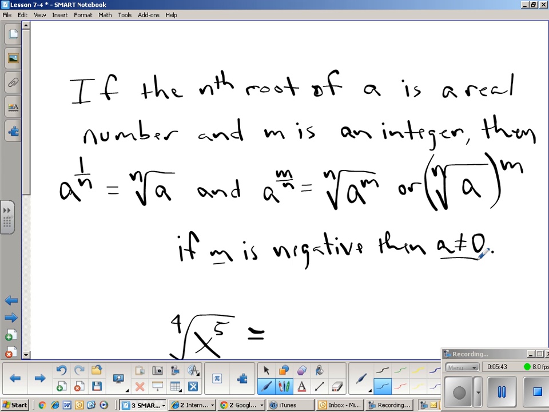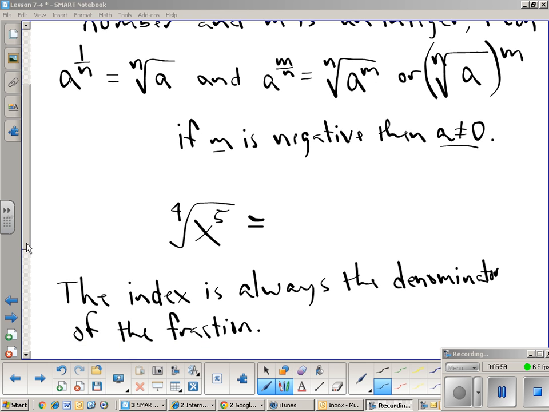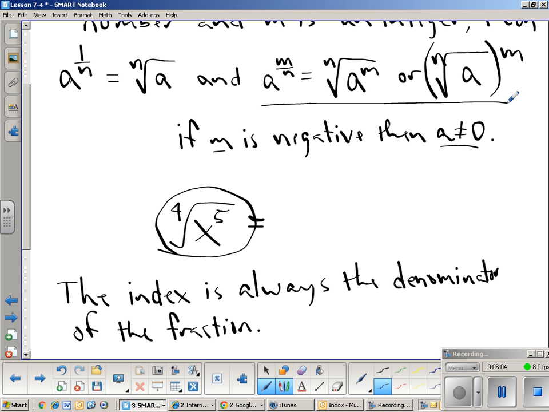Because remember what negative exponents do? 3 to the negative 2, what is that? Well, let's copy this down and I'll ask that question again. So this example right here matches this rule. And so if I want to write it as a rational exponent instead of a radical sign, it would be x to the what power? What's that? 5 over 4.